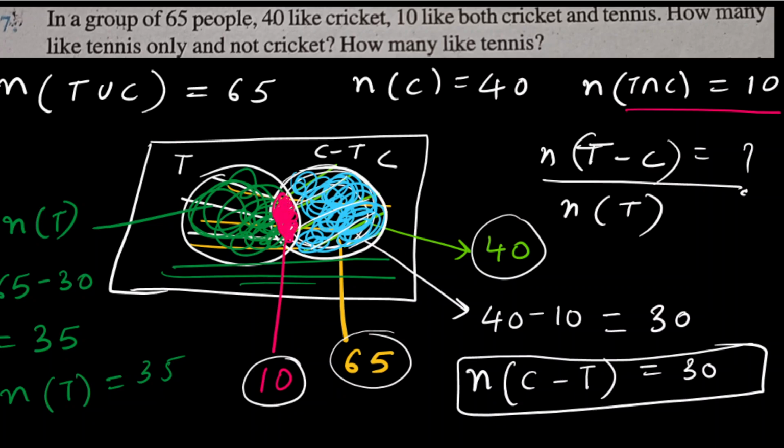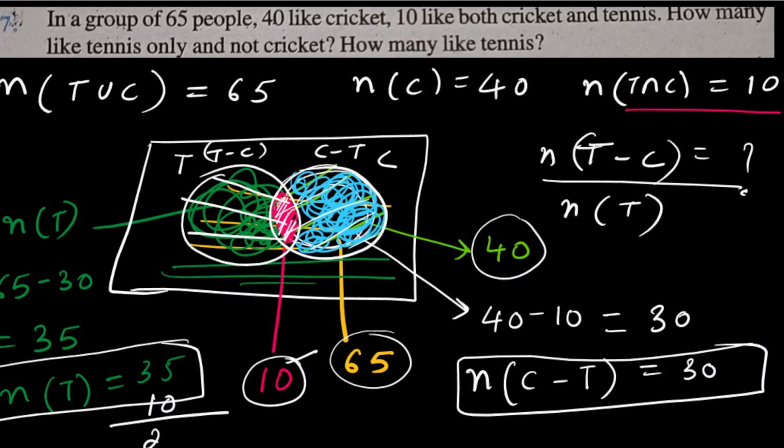But what do I want now? I want T minus C. Only tennis, not cricket. So total is how much? 35. Out of 35 I do have some common. How many common are there? 10. Okay, so 35 minus 10 is 25. So that means T minus C is equal to 25.